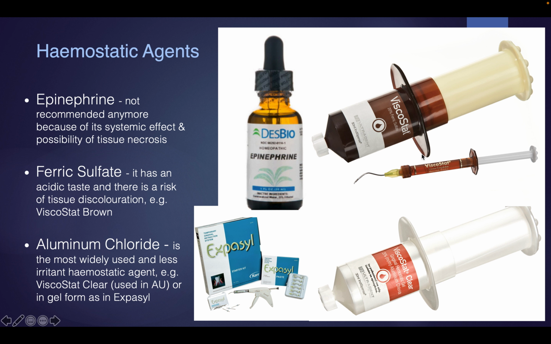irreversible damage. Now, the one we usually use here in Ajman University is the Viscostat Clear, which is the aluminum chloride, which is very widely used. It is not very irritant. It's a very good hemostatic agent. It's less potent than the Viscostat brown, okay? But it does the job when you're doing 1 or 2 crowns, if it's used correctly. It's also in the Expasyl or the gels.